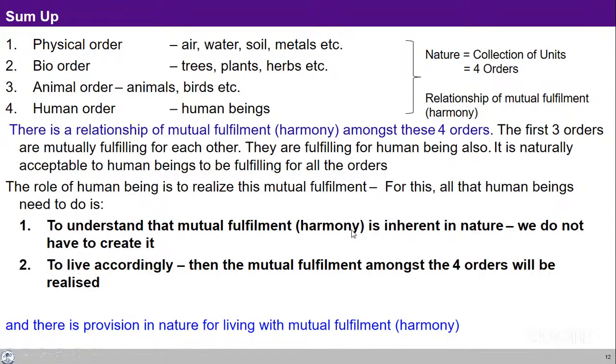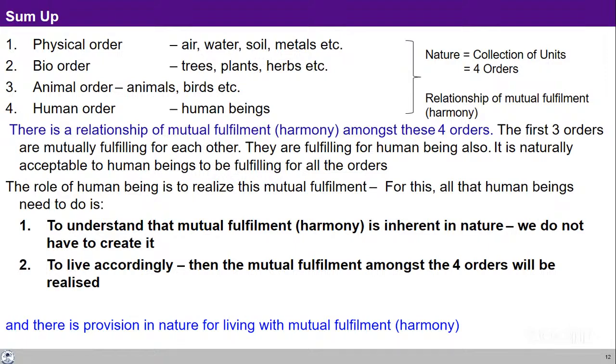Harmony is inherent in nature. We don't need to create it. Actually, if we see the nature in all these three orders, we can see that harmony is inherent. But why is there a problem? Why are there problems like climate change, resource depletion, drying up of rivers? Why is it happening? Because of human intervention. Without right understanding, we are disturbing the nature.